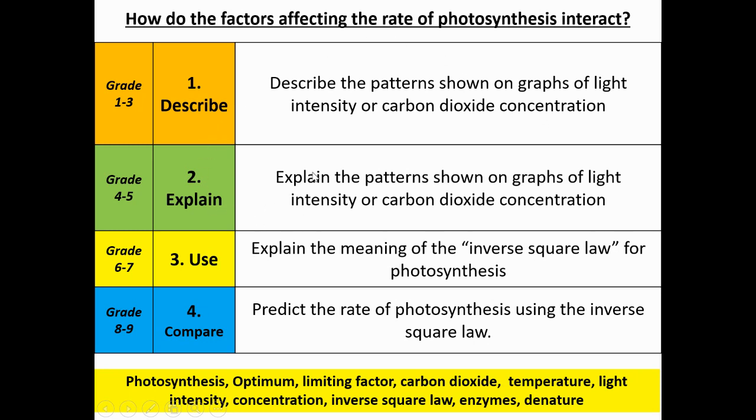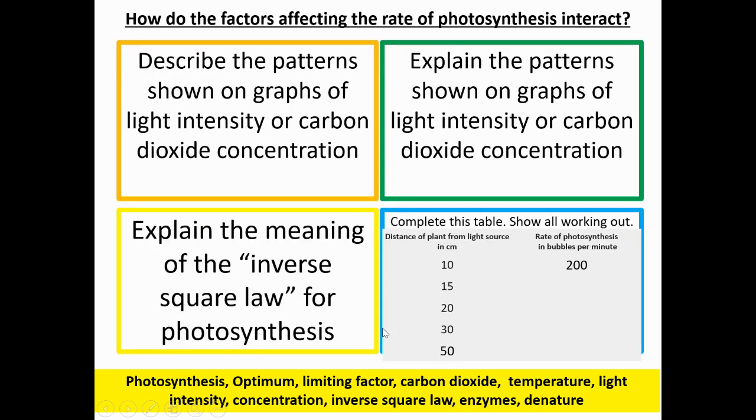Second section, explain, is explain the patterns shown on graphs of light intensity or carbon dioxide concentration. I would like you to do temperature as well. I'll go through the answers for temperature as well. So describe the patterns shown on graphs of light intensity, carbon dioxide, and temperature. You need to know those graphs. You need to be able to explain the meaning of the inverse square law for photosynthesis and predict the rate of photosynthesis using the inverse square law.